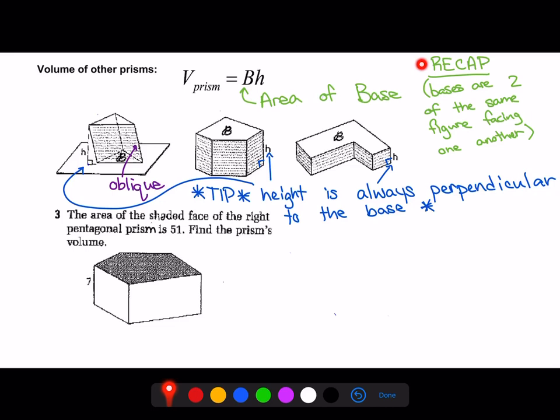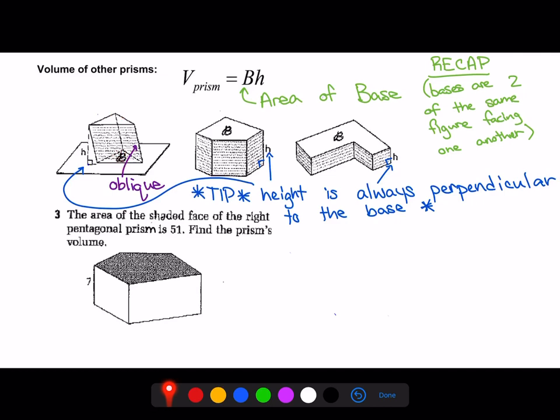So if I look at this triangular prism over here, I see that I have a triangle on one side, a triangle on the other, and they're facing each other. So I know that the triangles are the bases. If I were to take one of these lateral faces, one of the sides here, and the other side, it would not be the same exact shape facing it. So therefore, the lateral faces aren't our bases. Our bases will always be the same shape facing one another.